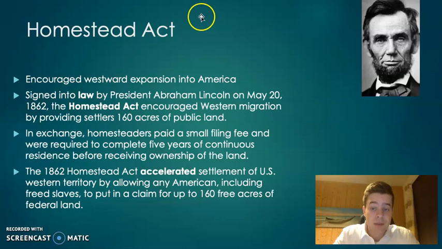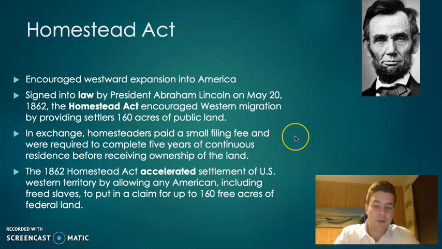So the Homestead Act was really something that encouraged westward expansion into America, and it was signed into law by President Abraham Lincoln in 1862. And it basically provided settlers with 160 acres of public land. But there was a catch. There is always a catch.